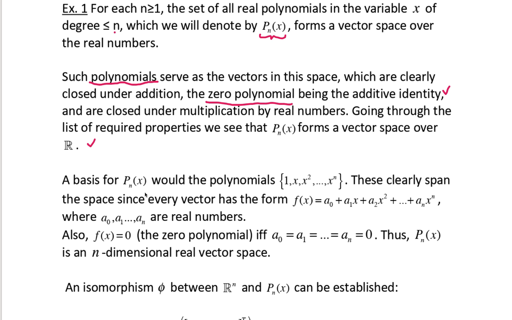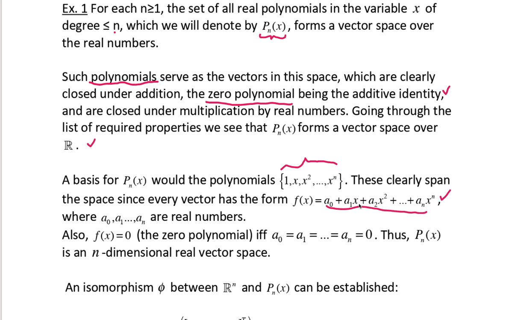What would be a basis for P sub n of x, right? It would be this, do you see? Every polynomial can be written as a linear combination of 1, x, x squared, out to x to the nth power, right? These would clearly span the space then, okay? Because every vector of degree less than or equal to n can be expressed this way, right there, right?